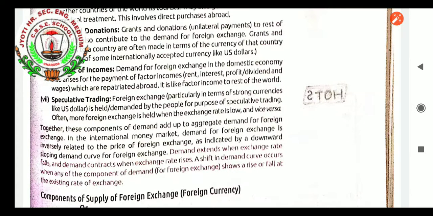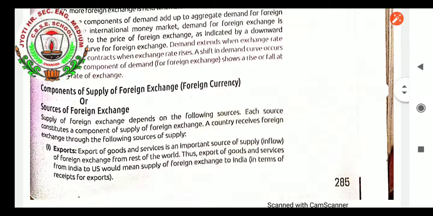A shift in the demand curve occurs when any of the components of demand shows a rise or fall at the existing rate of exchange. Now we come to the components of supply of foreign exchange. Foreign currency, or sources of foreign exchange. Supply of foreign exchange depends on the following sources, students. Each source constitutes a component of supply of foreign exchange. A country receives foreign exchange through the following sources of supply.